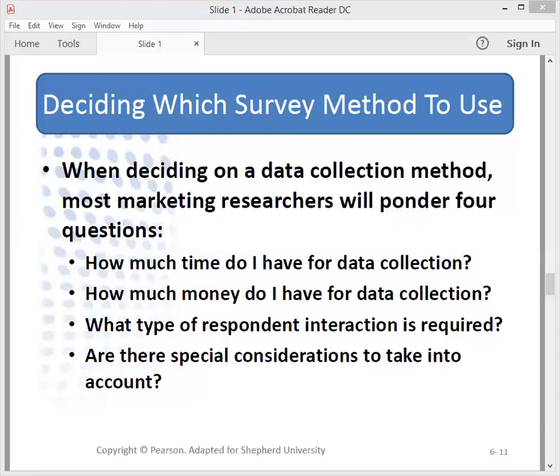And finally, are there special considerations to take into account? The incident rate, which is the percentage of the population that possesses some characteristic necessary to be included in the survey, for example, registered voters, might be a special consideration. In low incidence situations where you don't have a lot of people that have the characteristic you're looking for, a data collection method that can easily and inexpensively screen respondents is required.